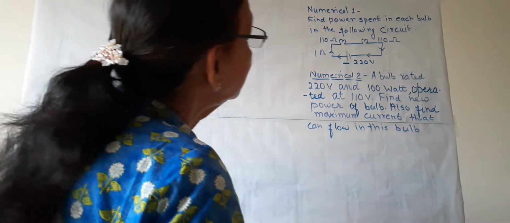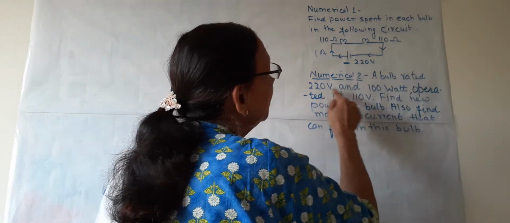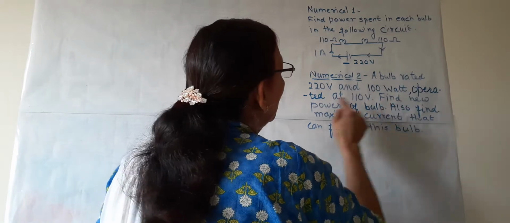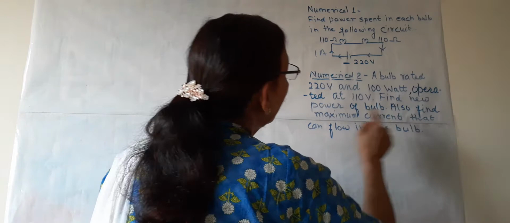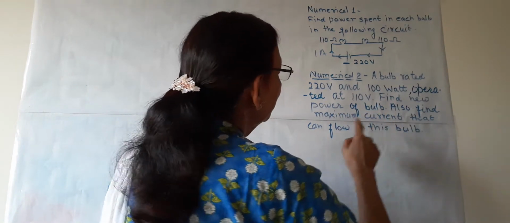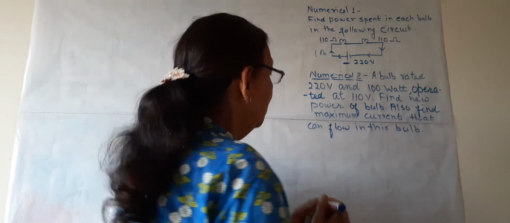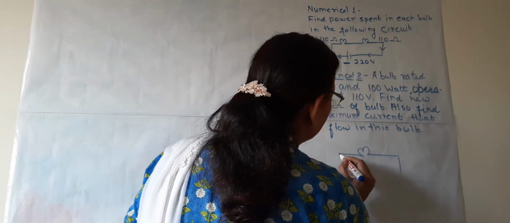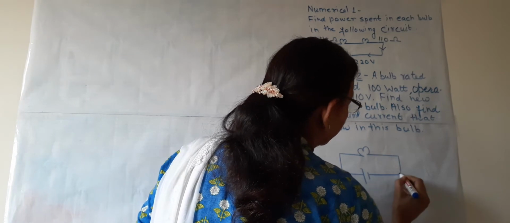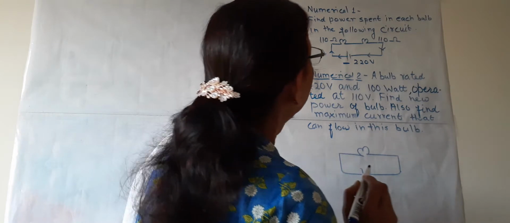The second numerical is: a bulb rated 220 volt and 100 watt is operated at 110 volt. Find the new power of the bulb. Also find the maximum current that can flow in this bulb. Suppose this is the circuit. Only a single bulb is there. This is the circuit.